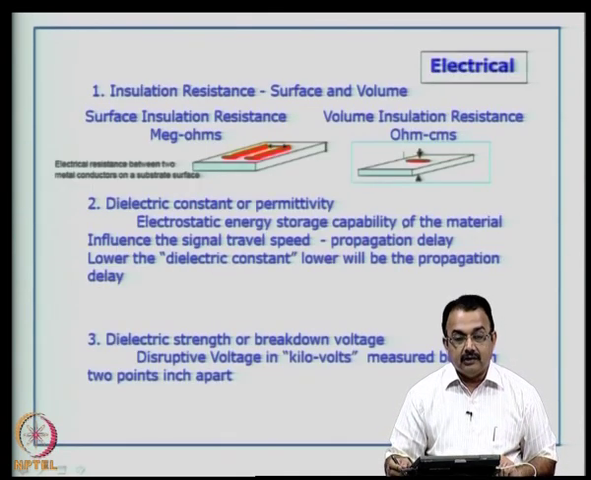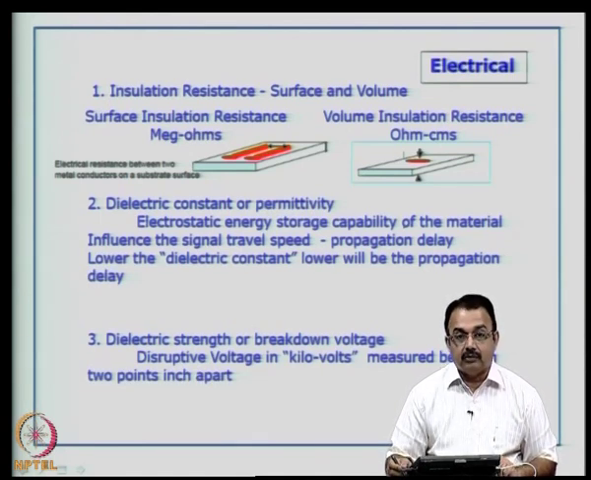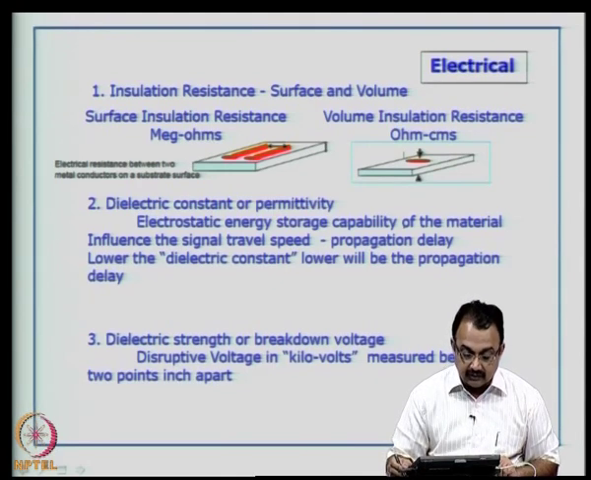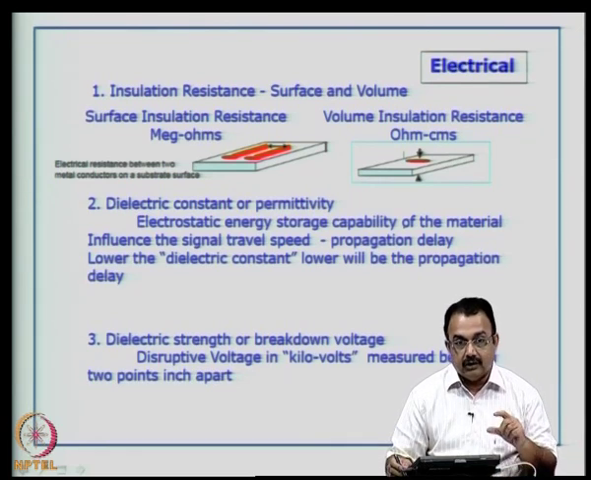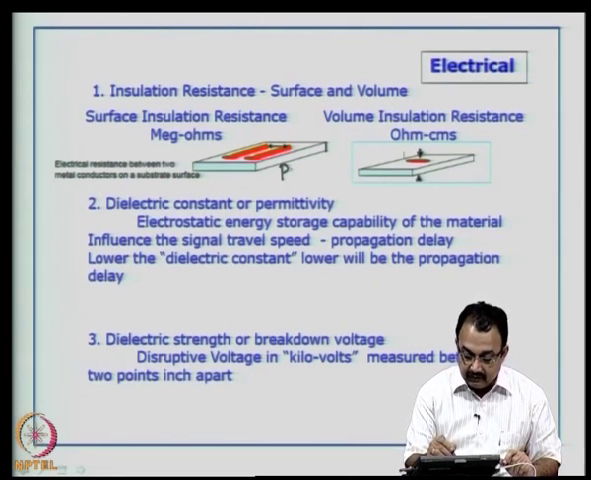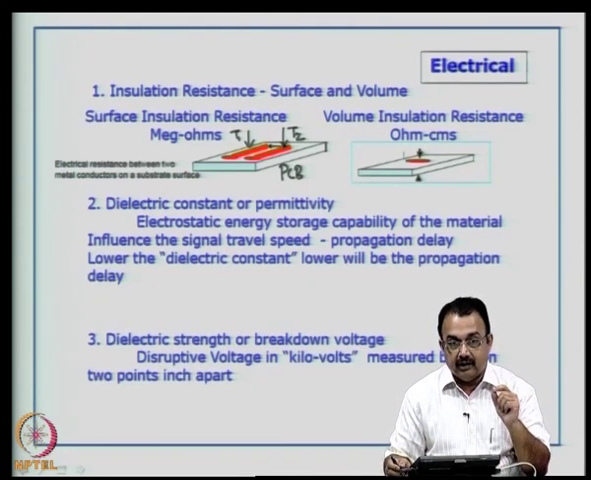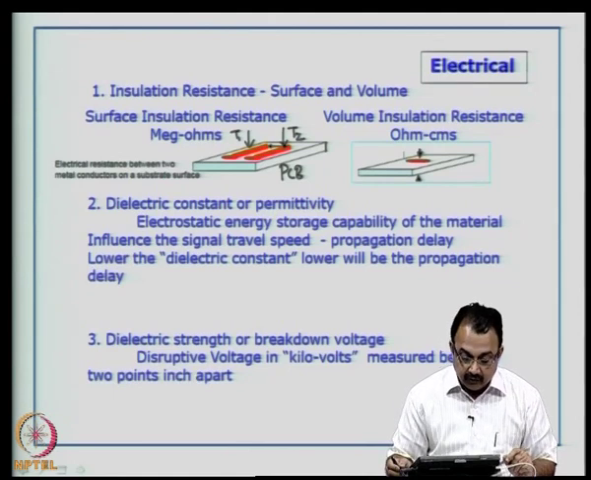Electrical properties, we are interested in understanding insulation resistance, both surface and volume resistance. Surface insulation resistance is basically the electrical resistance between two metal conductors on a substrate surface. So, if you look at a PCB like this, and if you have two parallel tracks, track 1, track 2, let us say, we are interested in the electrical resistance that this dielectric material can provide.